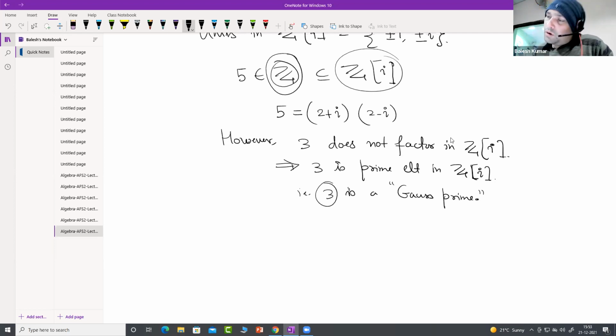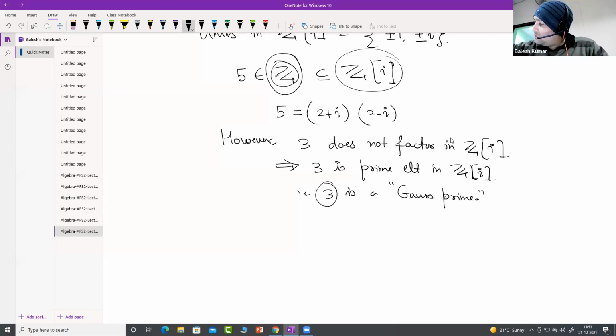So today we are going to classify which integer primes will be a Gauss prime, and which integer primes will not be a Gauss prime. One of our aims of today's lecture is to discuss that thing.